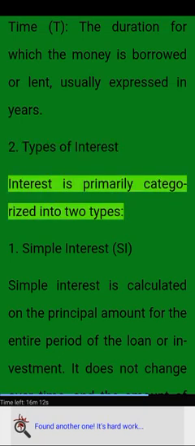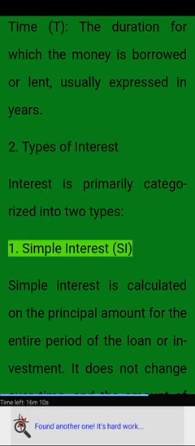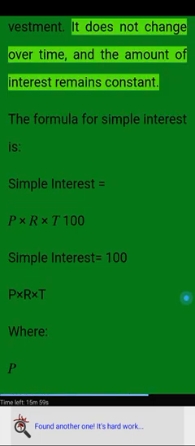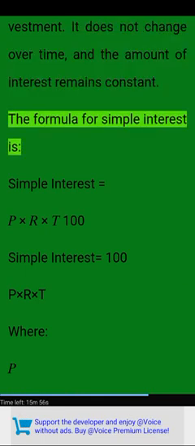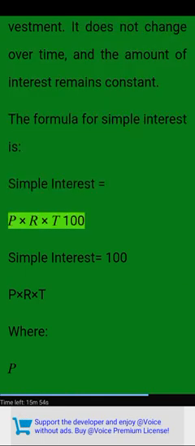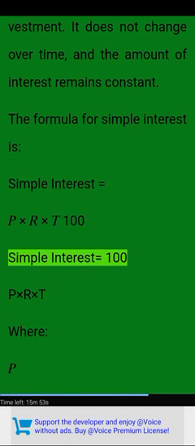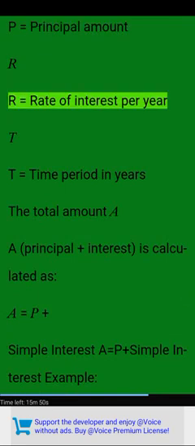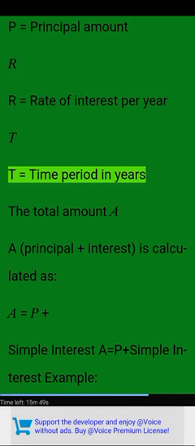2. Types of interest. Interest is primarily categorized into two types. 1. Simple interest, SI. Simple interest is calculated on the principal amount for the entire period of the loan or investment. It does not change over time, and the amount of interest remains constant. The formula for simple interest is: simple interest equals P times R times T over 100, where P equals principal amount, R equals rate of interest per year, and T equals time period in years.